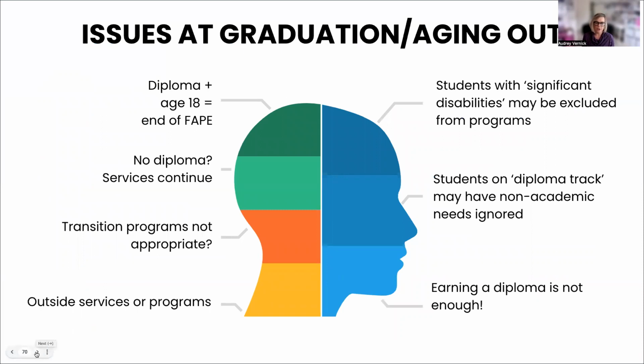If the child doesn't graduate with so at age 18, if they've earned a regular diploma in your state, and they're 18, they are done with FAPE. No more FAPE. It's gone. That's what the law says.